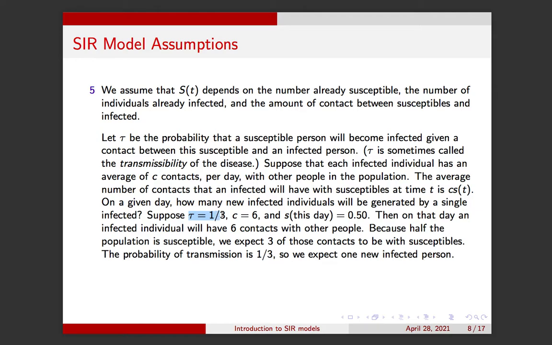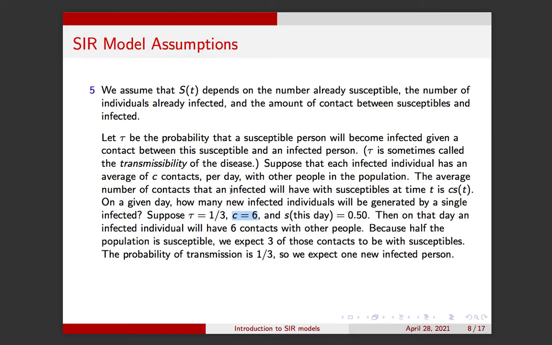Suppose tau equals a third. What does that mean? That means when a susceptible and an infected bump into each other, there's a third of a chance that the susceptible person becomes sick. All we're saying is that if I have the flu and you don't, and I cough next to you, there's no guarantee you get the flu, but there's some probability you'll get it. So tau is just measuring that, and tau is probably an average. Okay, let's say that each infected individual now has 6 contacts per day.